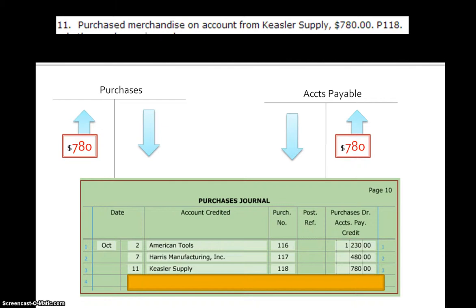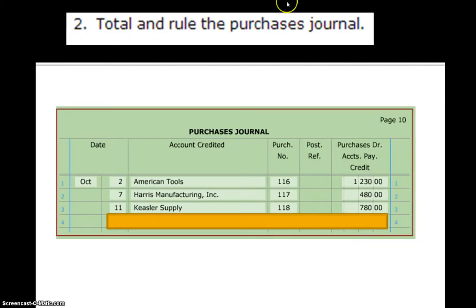Now at the very end of the month, it's very, very important to know this. At the very end, we have to total and we have to rule this purchases journal. Now we only have one column that we would total up, and this particular column is going to be the total of both purchases, the debit amount, and accounts payable, the credit amount. So when we do that, we're going to put down the date, which is usually at the end of the month. We'll put the word total down at the bottom, and notice we don't usually do that. We didn't do that in our journals before. We did brought forward and carried forward. For this particular purchases journal, they want you to put down total.